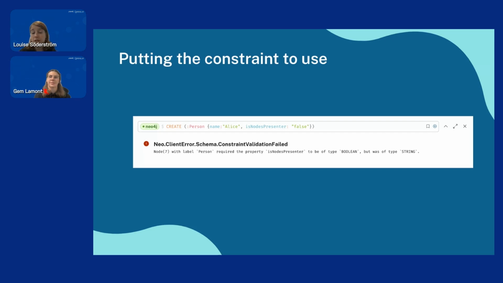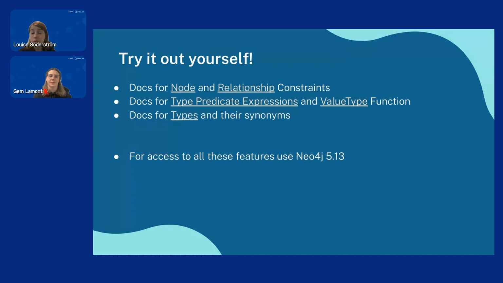So now when you have seen how you can use this new functionality to inspect data, clean up data, and keep it clean, you might want to try it out yourself. We have a lot of new docs resources for this. Most of these are in the Cypher manual around both the new constraints, the type predicate expression and valueType function, and also for all these types and synonyms that Gemma showed in the beginning. To access all of these features, you need to use the Neo4j 5.13 release that was released just a few days ago, or you have to be on Neo4j 5 on Aura.